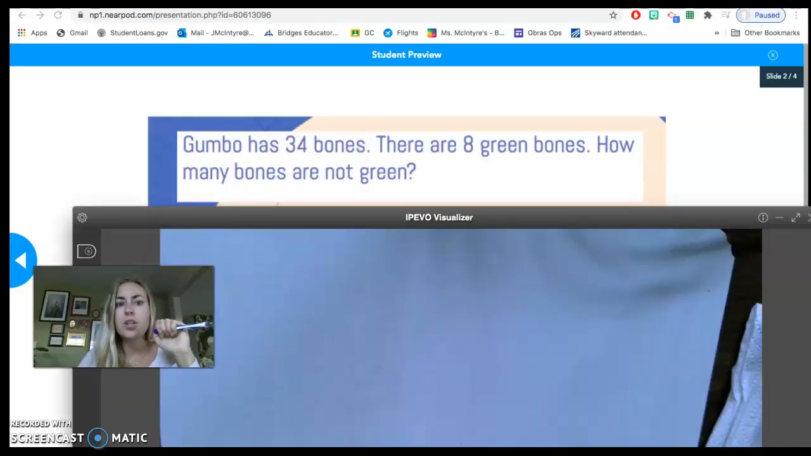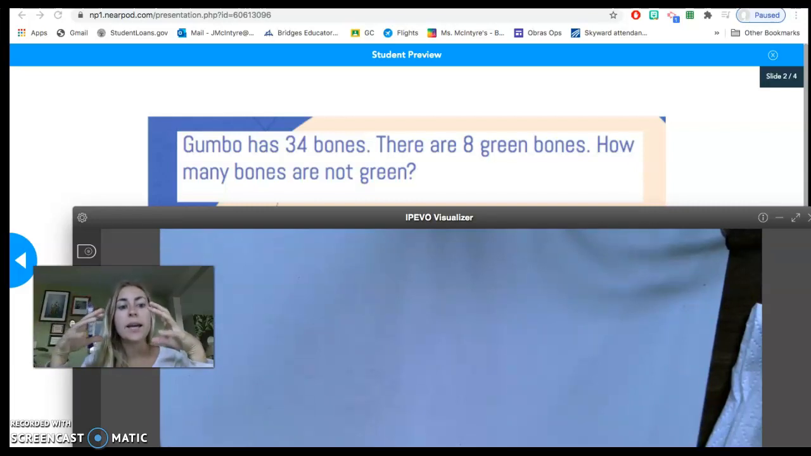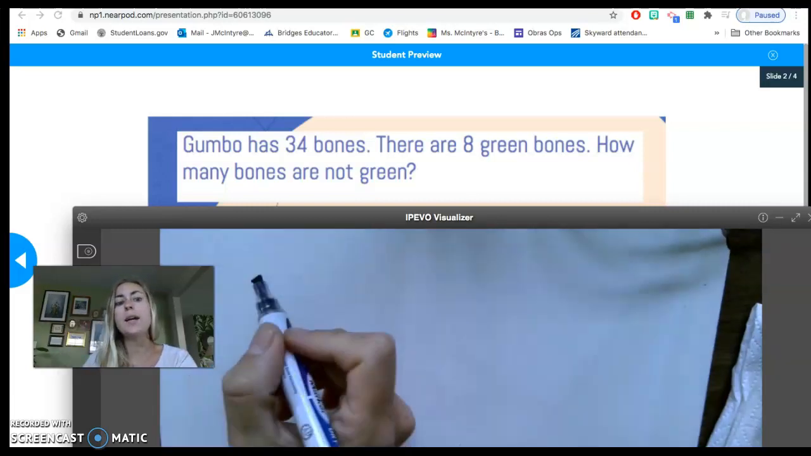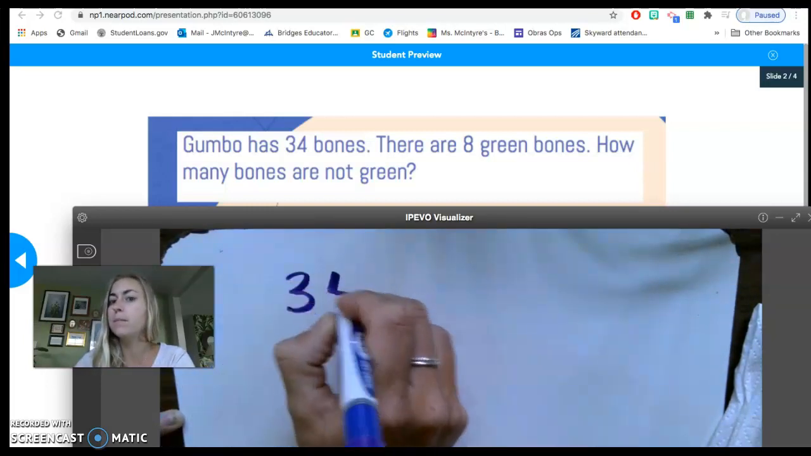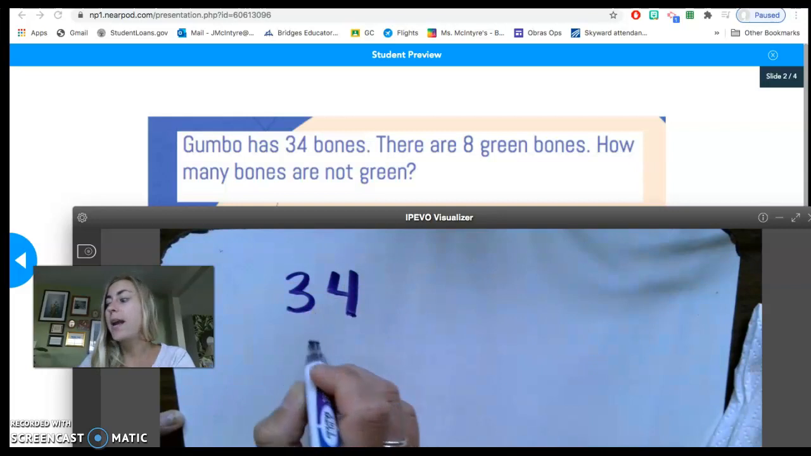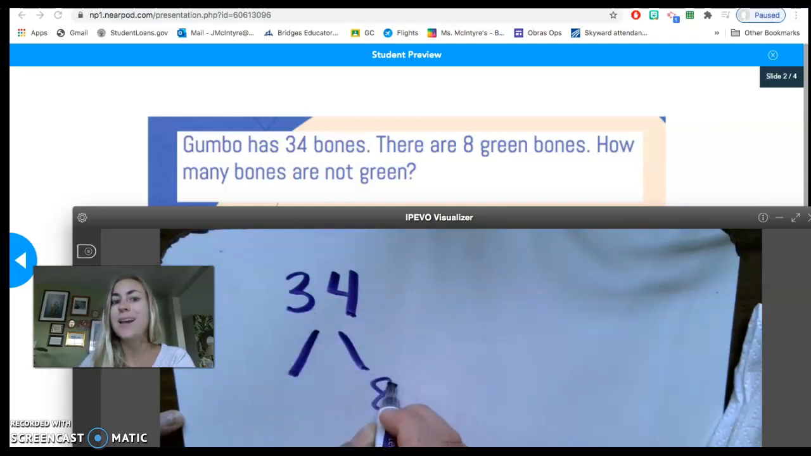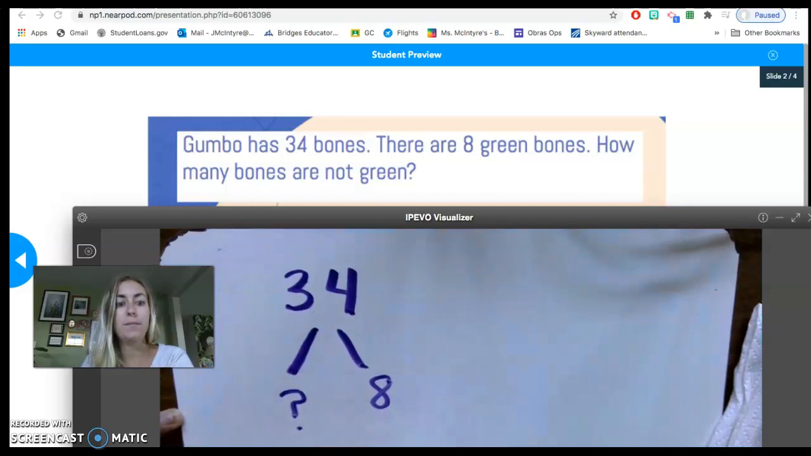So the first question that you're going to see, or at least one of the questions that you're going to see, is going to be talking about a person who has a lot of something, and of that something, they know a little part but not the other little part. So I wrote a similar question that says, Gumbo has 34 bones. There are 8 green bones. How many bones are not green?